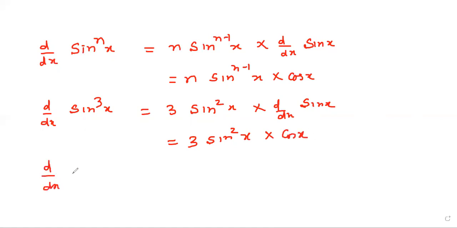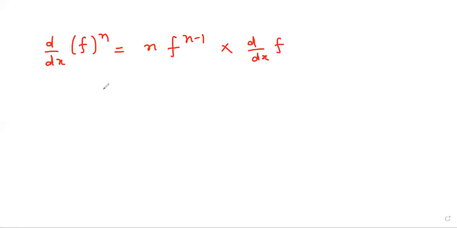d upon dx of sine power 7x will become 7 sine power 6x times d upon dx of sine x, that will give cos x. This is true for all functions. So let's write one general formula, d upon dx function power n. So that will be n function n minus 1 into d upon dx of function.